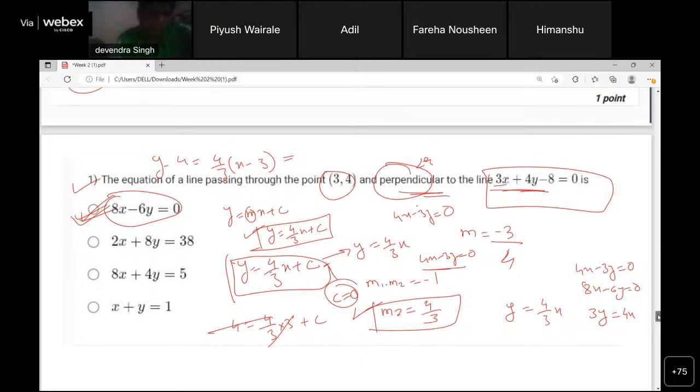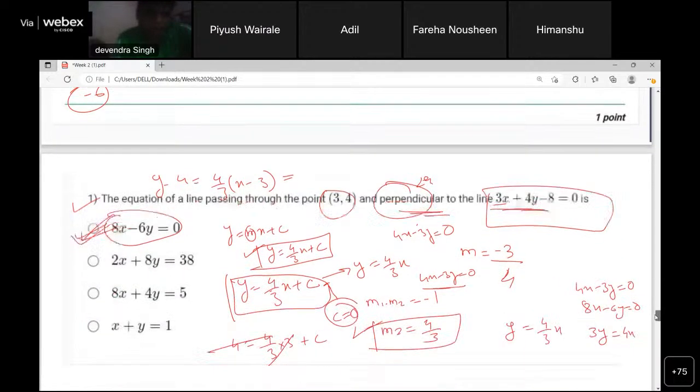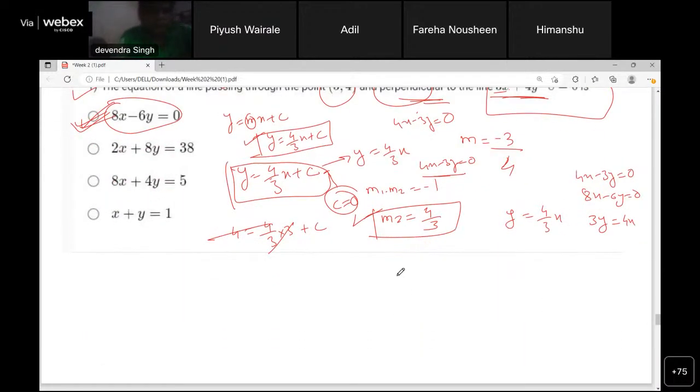So c is 0 means my line is not cutting the y-axis, right? Yes, sir, it will pass through the origin. It will not cut the y-axis anywhere else. It's passing through the origin, having the slope 4 by 3. That's it.